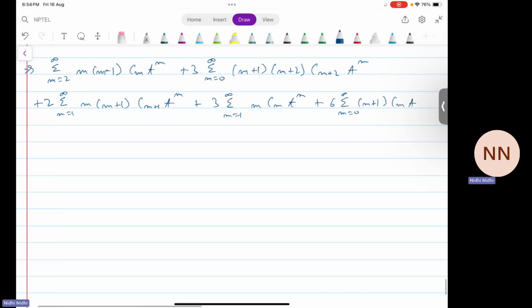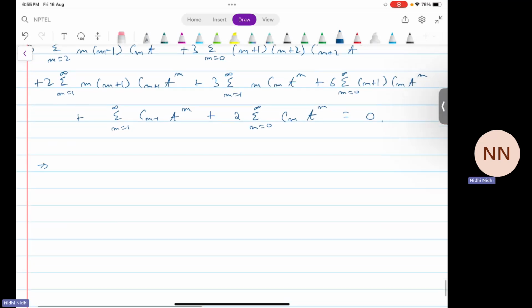c_m t to the power m plus summation m from 1 to infinity c_(m minus 1) t to the power m plus 2 times summation m from 0 to infinity c_m t to the power m equals 0. Now again, we'll take out the terms so that we have the series with the sum from m equals 2 to infinity. So we'll take out the terms corresponding to m equals 0 and m equals 1.